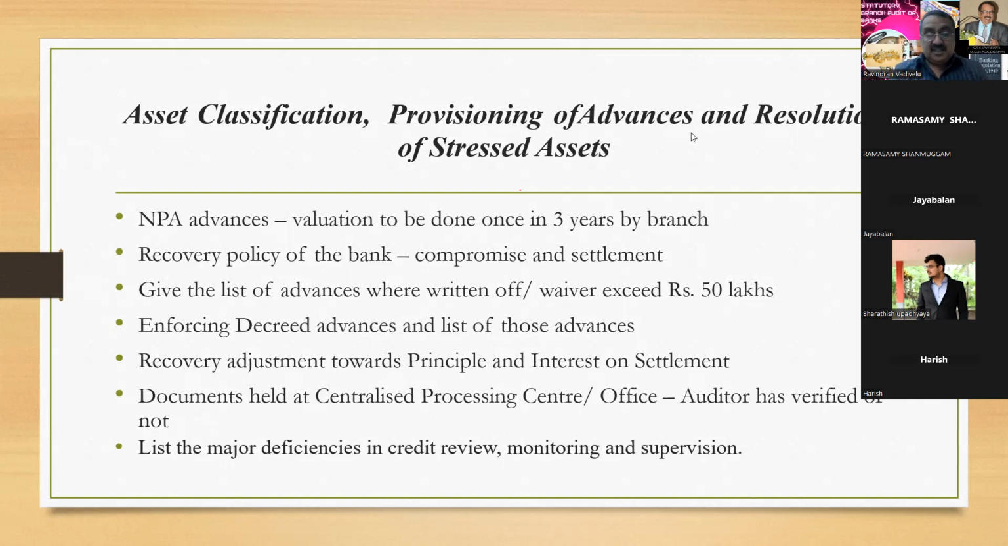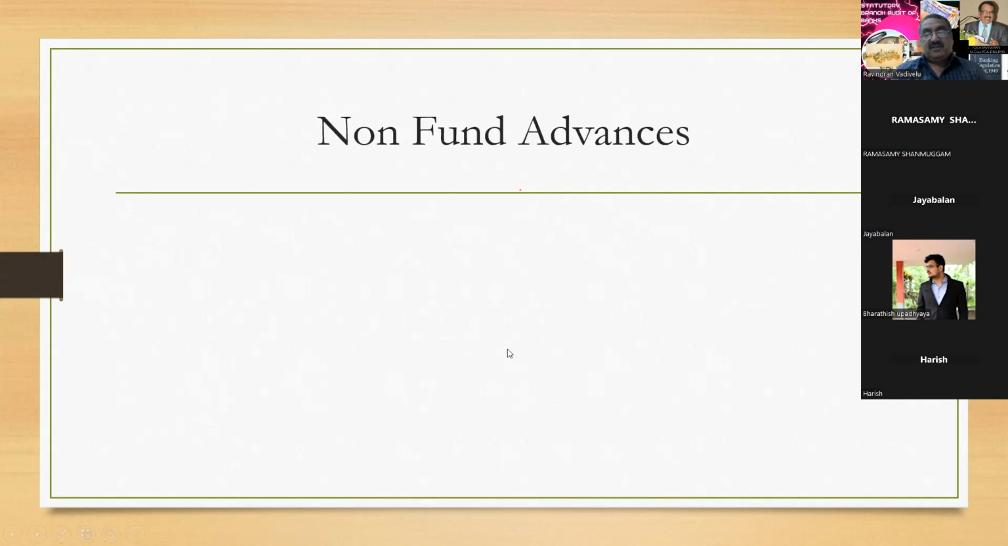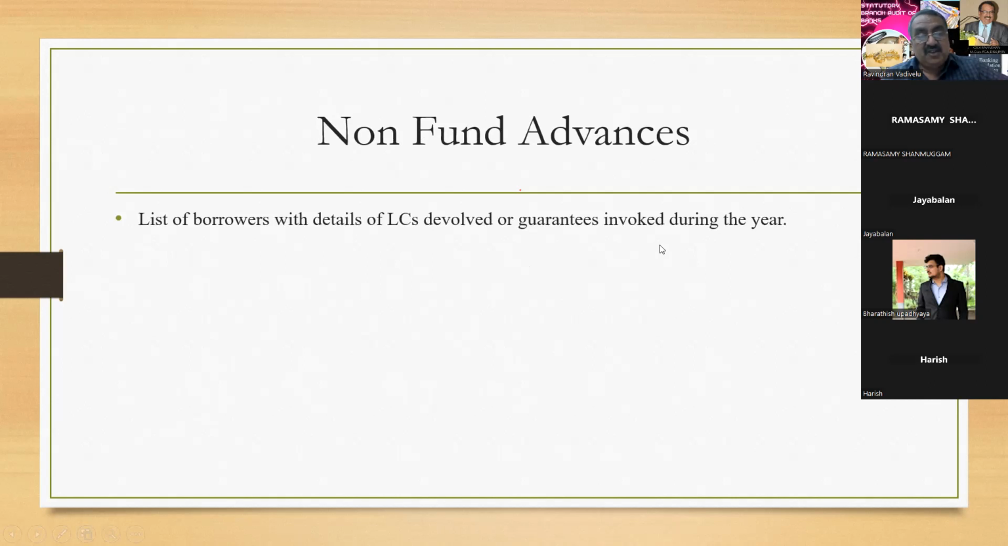And if there are any major discrepancies in the credit review, monitoring, supervision, you have to give a specific report. And non-funded advances, what are called non-funded advances? List of the borrowers with details of LC devolved and guarantees invoked during the year. The letter of credit is normally issued for supplies, machinery supply, mostly at the time of import of machinery. Sometimes LCs are also used whenever anyone supplies goods to the borrower. It is an indirect equivalent to a bank guarantee.